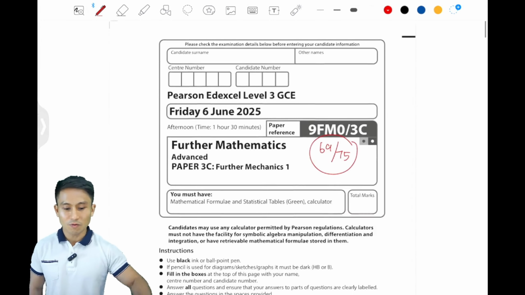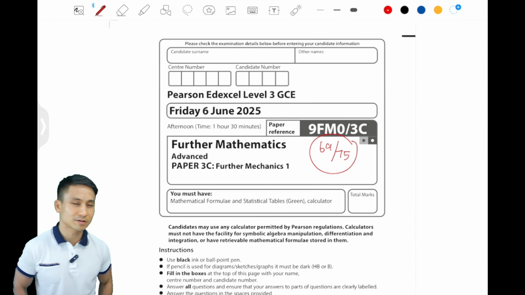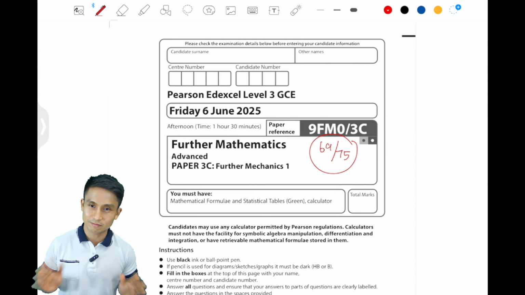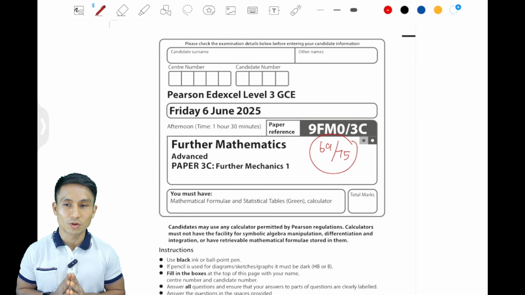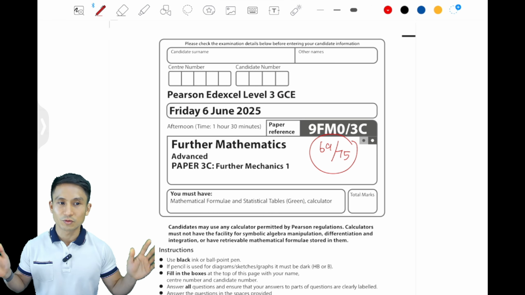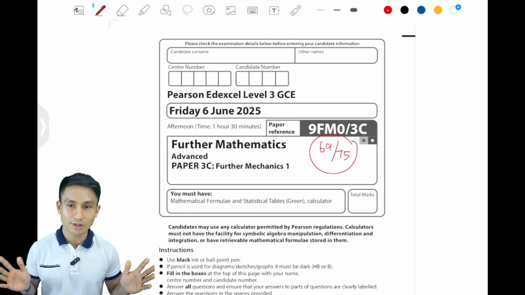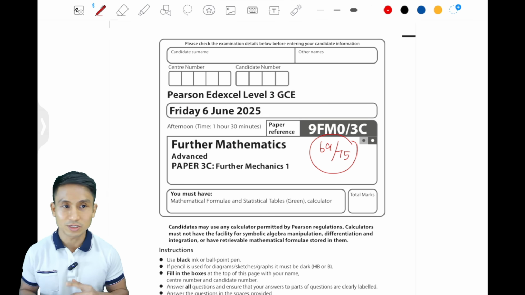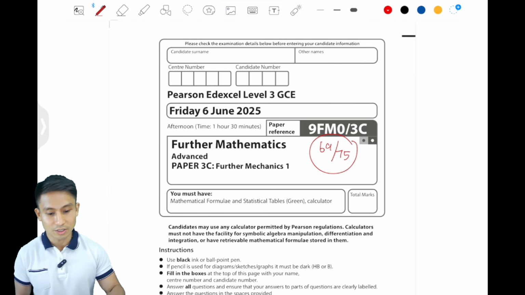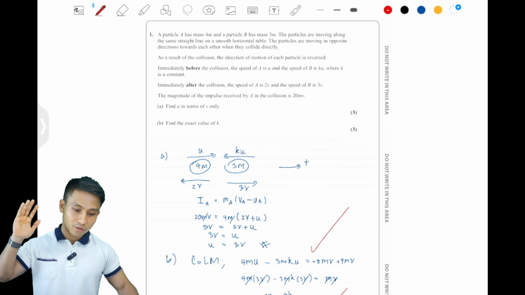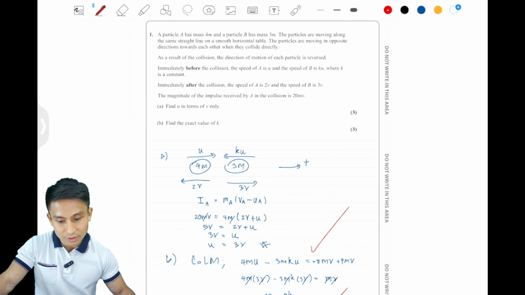Yeah, I think overall the paper is not too easy, not too hard. I wouldn't say easy now. Yeah, if you don't study through the contents thoroughly here, it can be tricky, particularly the collisions, right? Make sure you learn all the conditions in those. Now let's go through each of the questions individually.